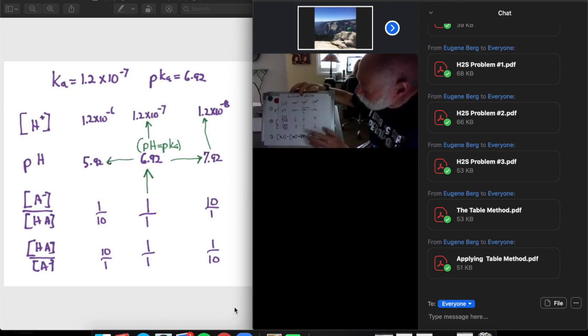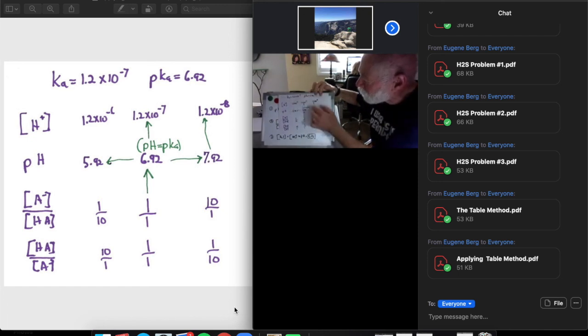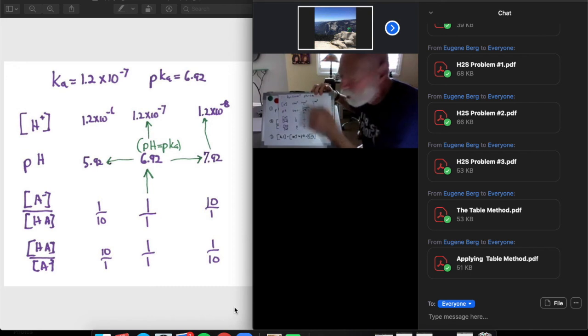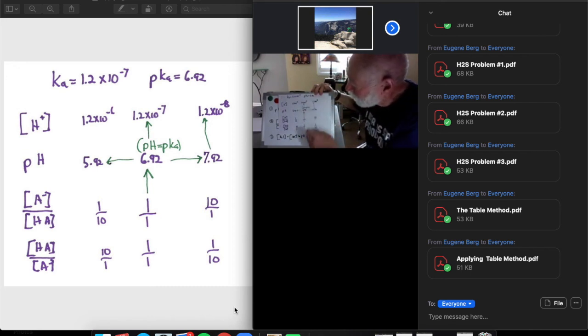Okay, so on this chart, you always purposely start with the pH equal to pK sub A. What's the pK sub A again? It's minus the log of the K sub A. So in this case, the pK sub A is 6.92. Okay, and so the beauty of having the pH equal to pK sub A is you know the ratios. They're 1 to 1. That's what I proved to you before.